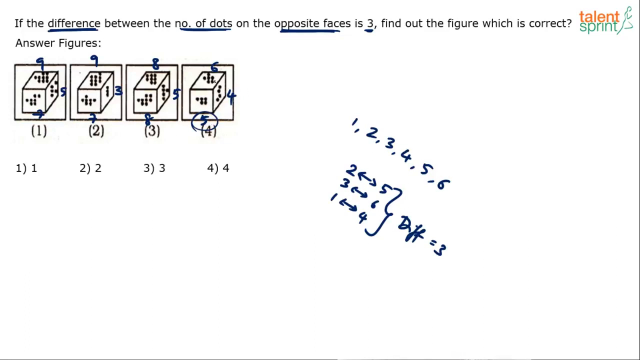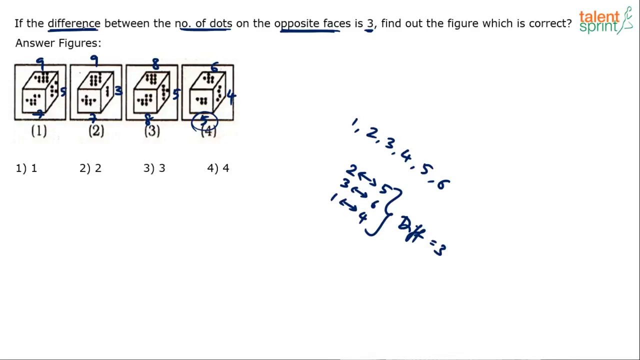If 6 is available, then 3 should not be available, because opposite of 6 should be 3. So if 6 is here, 3 should not be available in this figure. Because if 3 is available, then 6 and 3 will become adjacent faces. 3 should be below the under face of this die. Similarly, if 4 is visible, 1 should not be visible, and 1 is not visible. So this looks like the proper die which will satisfy this condition.